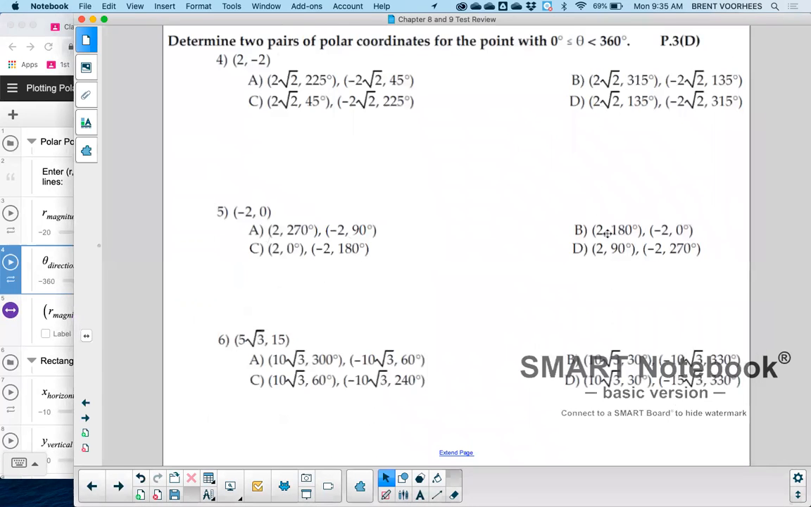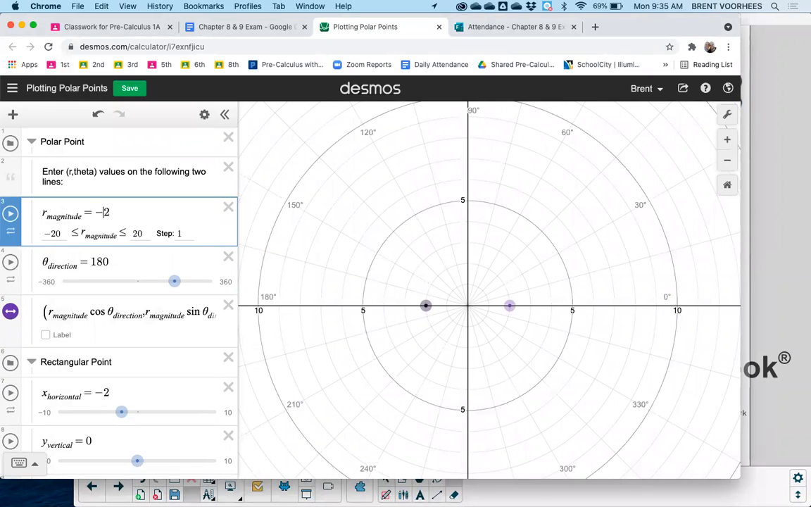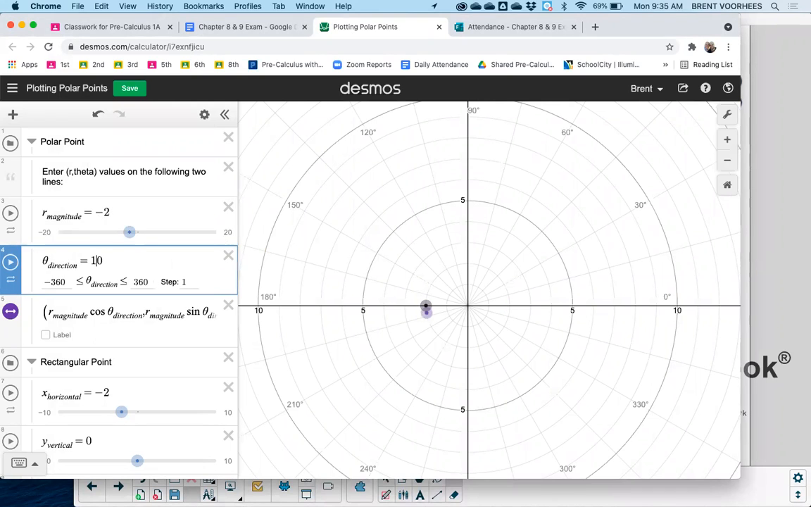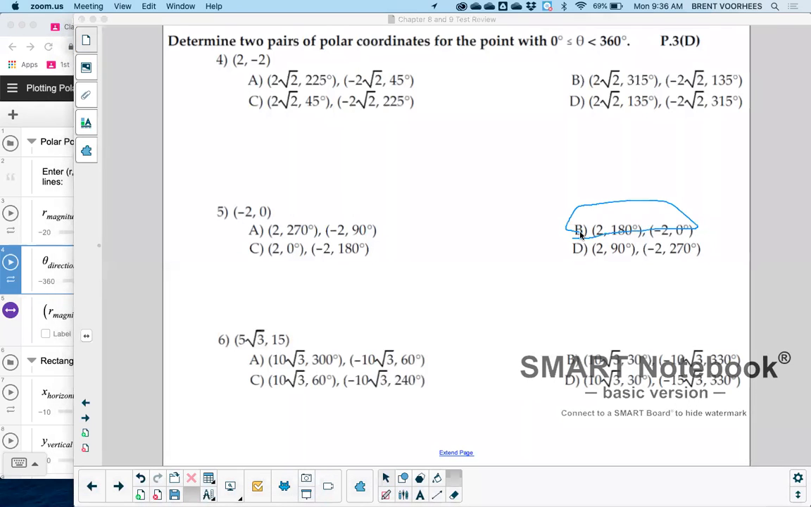And in polar, we'll learn that every point, there's 4 different ways you can write it. Let's try this one. Let's see if -2, 0 overlaps. -2 and 0 degrees. Once again, it overlaps. So that's the correct answer. On this problem, B would be correct. That would be the correct answer.